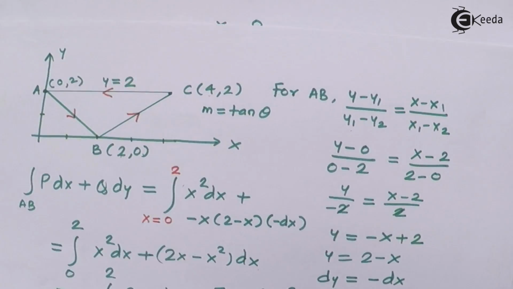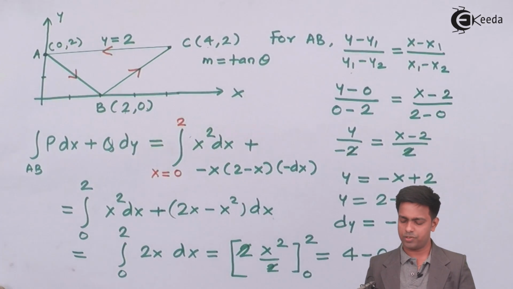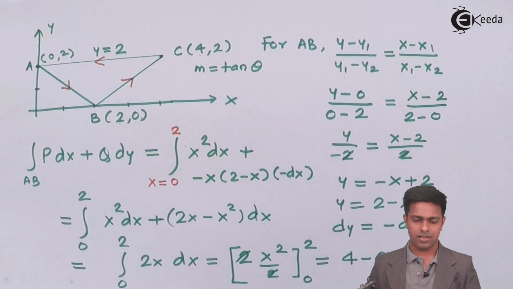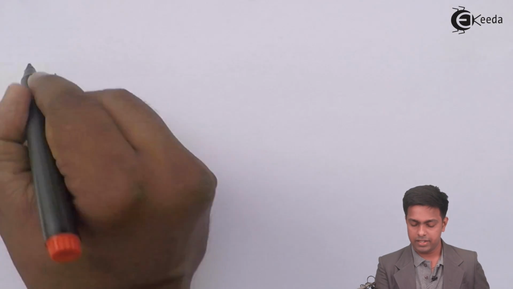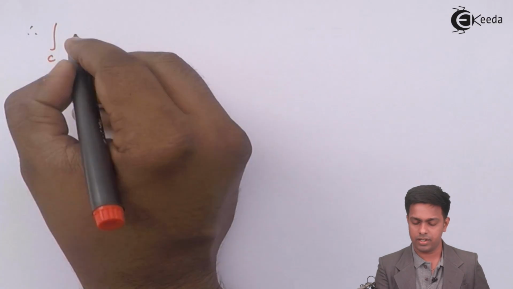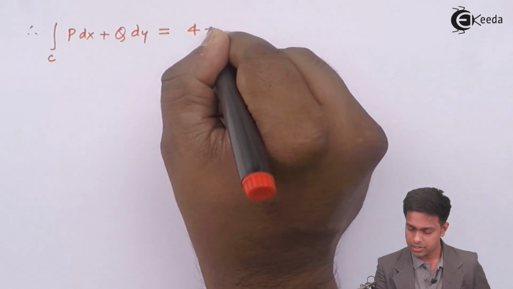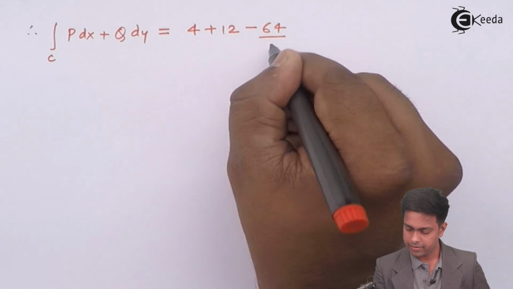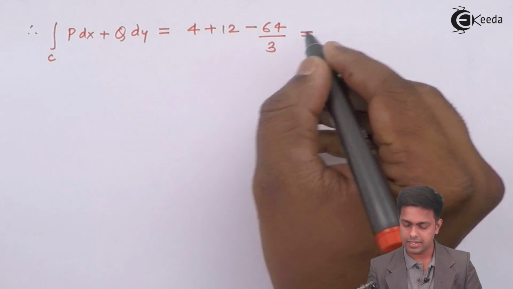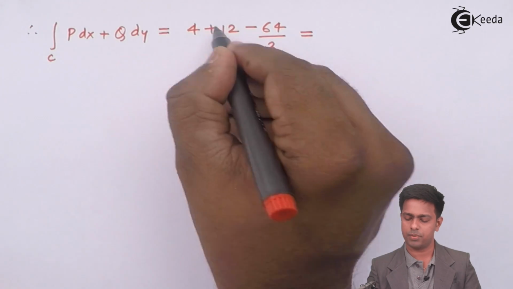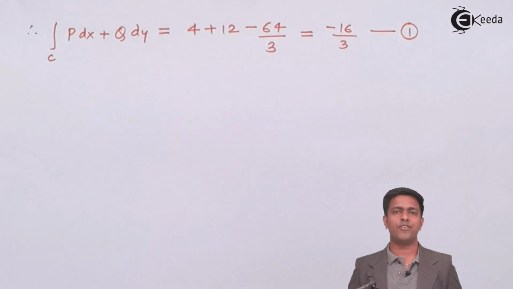Now let's find out the total integral, and that is why we will add all these three values. So first value is 4, the second value we got as 12, and the third value we got as negative 64 by 3. So here I'll say, therefore integral along the curve C p dx plus q dy is equal to 4 plus 12 minus 64 by 3. So guys, you must be having a calculator, so this will give us 16 minus 64 by 3. I'll do the cross multiplication, we'll get negative 16 upon 3, and I'll call this equation number 1. So we got the value of LHS.